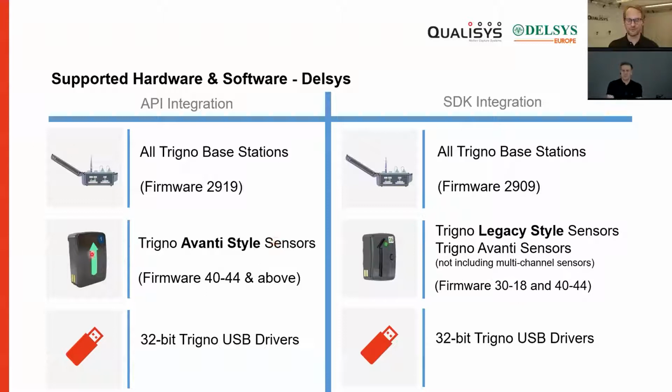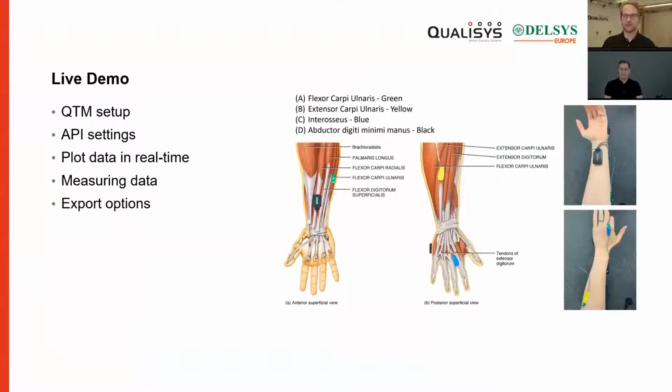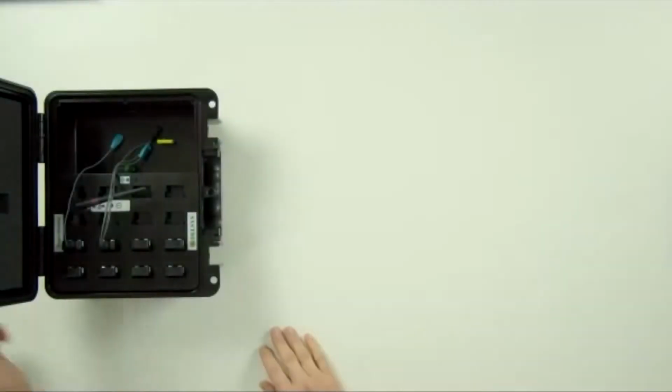Great. Thank you very much, Steven. Next up, we've prepared a little live demo for you where we will show you how to connect the hardware, how to set everything up in the QTM software, how to plot data in real time, and how to measure data. As you can see on the right-hand side already, we'll be taking a look at some forearm muscles. But first of all, we'll have to make sure that all the hardware is connected correctly. So for that, I'll stop sharing screen here, and I'll ask you, Steven, to show us.